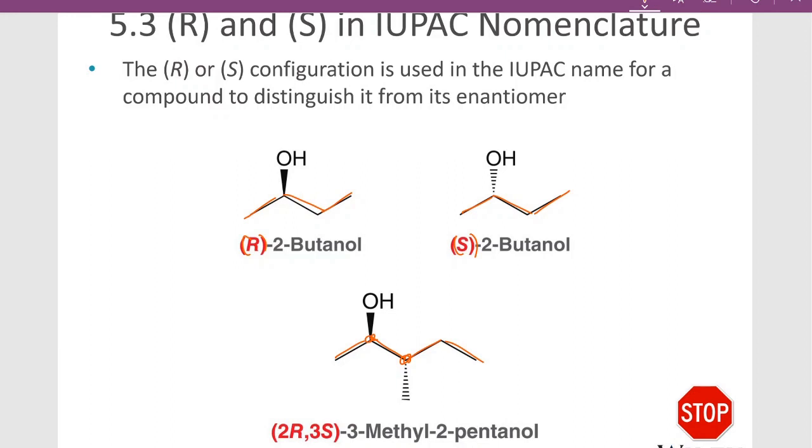3-methyl-2-pentanol. So remember, the parts of a name of an organic molecule are parent, unsaturation, functional group, okay, and then out in front we've got substituents and stereochemistry. So stereochemistry always goes in front.